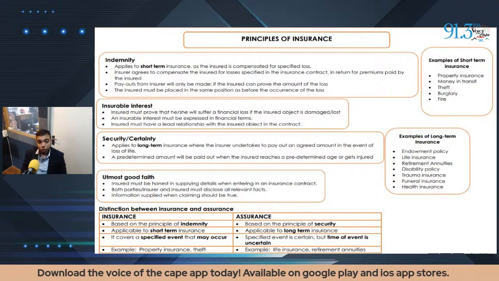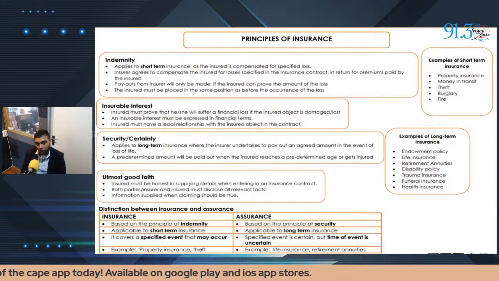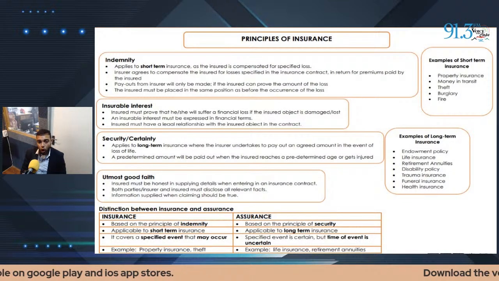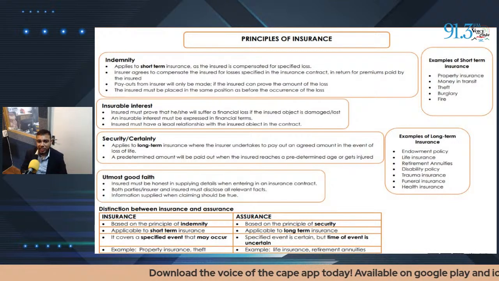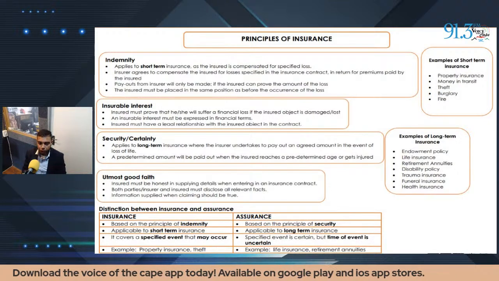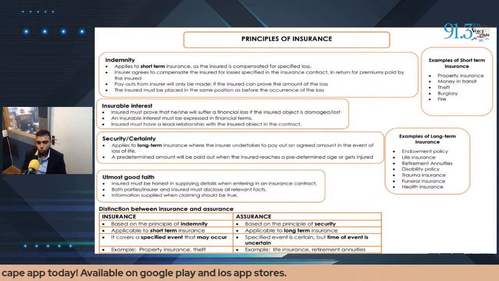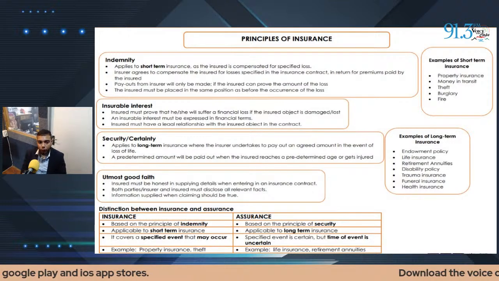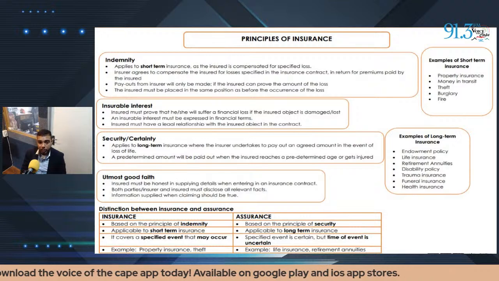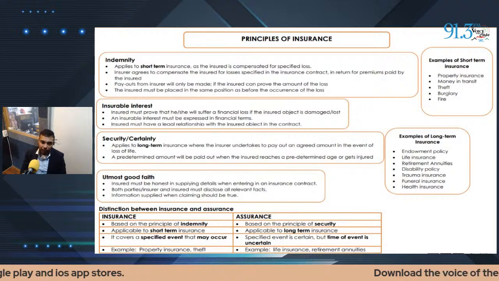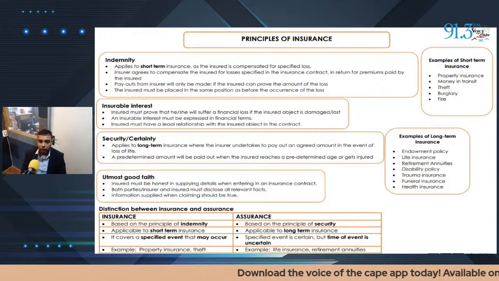Distinguish between insurance and assurance. Insurance is based on the principle of indemnity, assurance is based on the principle of security. So assurance means you are definitely going to get paid out, or it's definitely going to happen. Insurance is applicable to short-term insurance, assurance is applicable to long-term insurance. Assurance covers a specified event that may occur. With assurance, the specified event is certain, but the time of the event is uncertain. So examples of both, again: insurance, property insurance or theft; assurance, life insurance or retirement annuity. We move on.